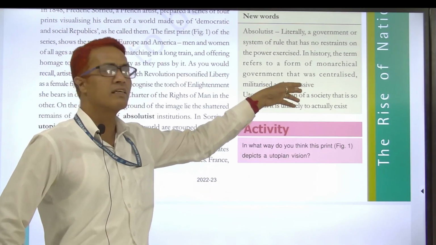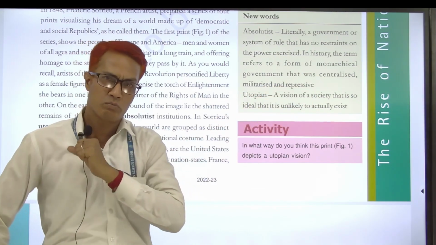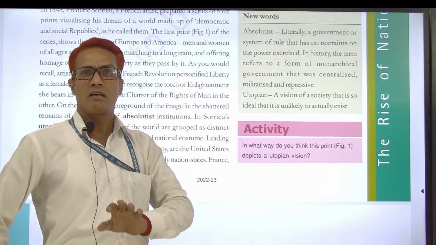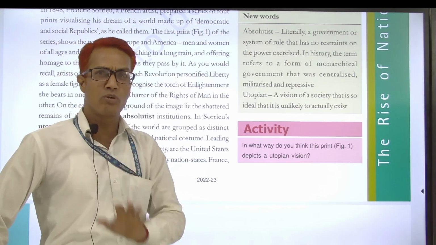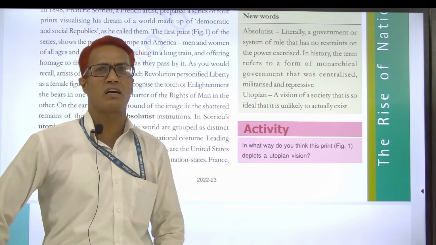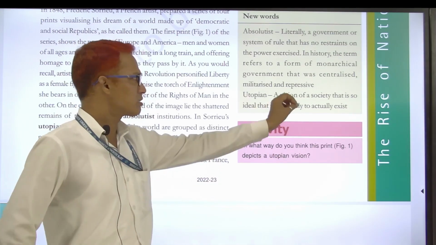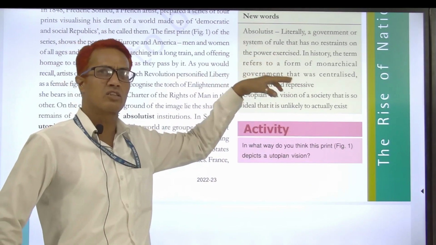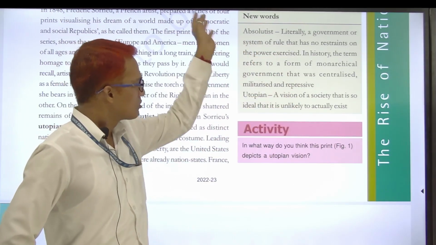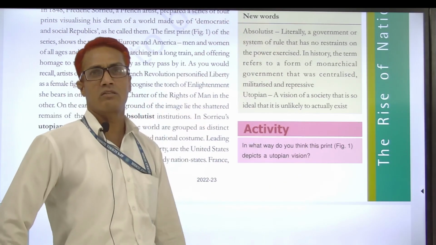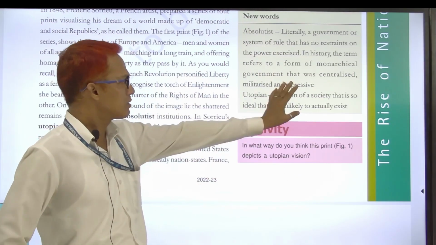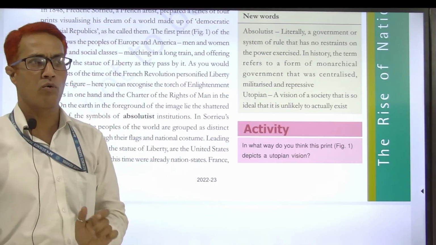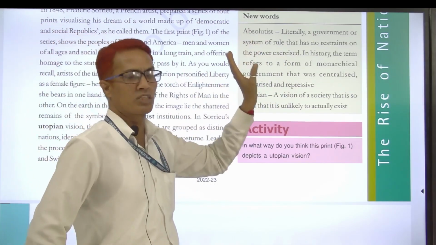And third, it is given as repressive: crush the people, kill, massacre, genocide, some other words are given here. So these tactics, massacre, genocide and killing, were used by this type of monarchical government. So one word used for that is absolutist.